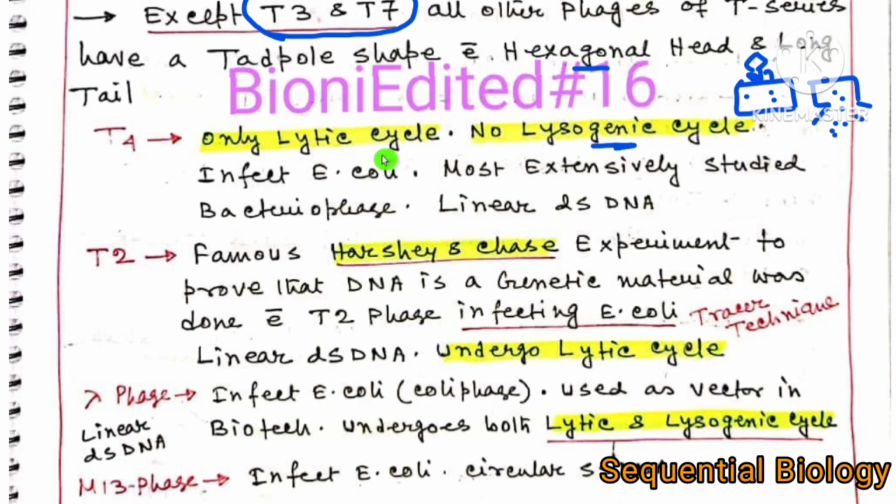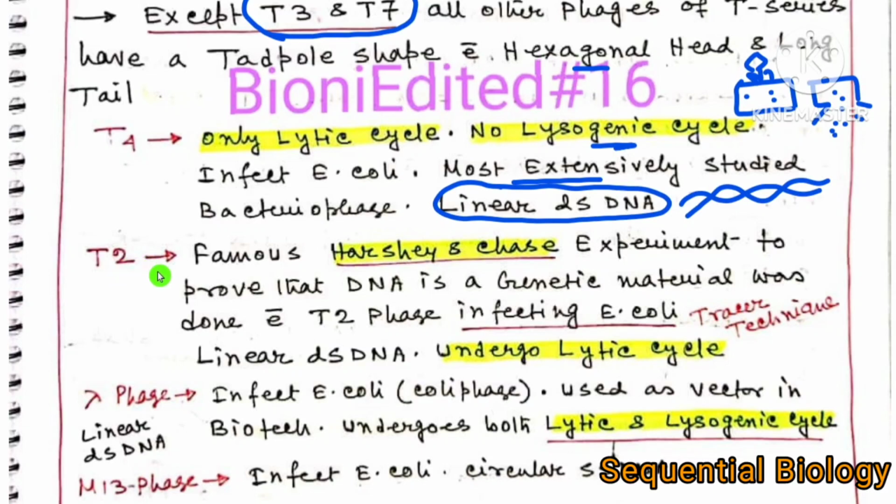The T4 phages only show the lytic cycle. That is, when they attack any bacteria, they kill this bacteria and rupture the cell, and for this reason they show only the lytic cycle, but no lysogenic cycle can be seen in T4 phage. This T4 phage infects E. coli and is the most extensively studied bacteriophage, and it has linear double-stranded DNA. That means the DNA has a linear structure, a double-stranded linear structure.